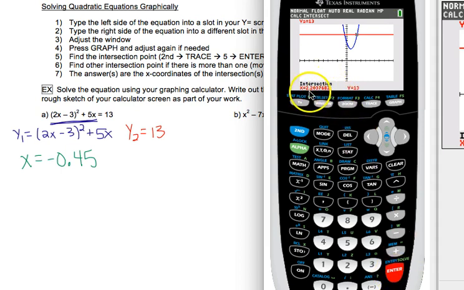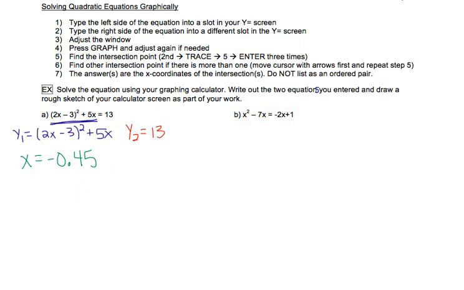So this says 2.2037. So that'd be 2.20 to the nearest hundredth. So x equals 2.20. We should probably use the squiggly equal signs because these are approximately, they're rounded answers. So these are going to be my answers. I still need to draw a rough sketch as part of my answer.